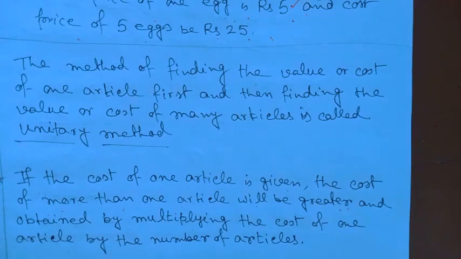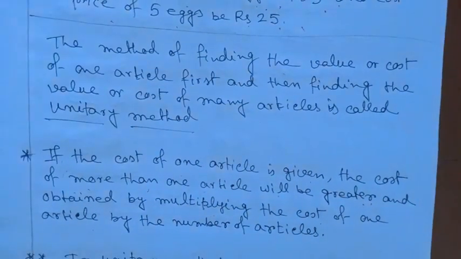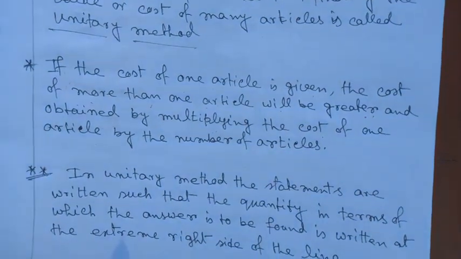So the cost of 2 eggs: the cost of 1 egg is rupees 5, so the cost of 2 eggs is rupees 2 into 5, that is 10. So we have to multiply. The greater quantity is obtained by multiplying the cost of one article by the number of articles. And other things, here we give a star and a second star, double star, sorry.